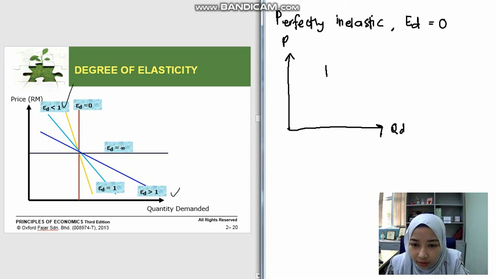Oh my god. Let me try and do a straight line. Okay lah, I consider that as a straight line.